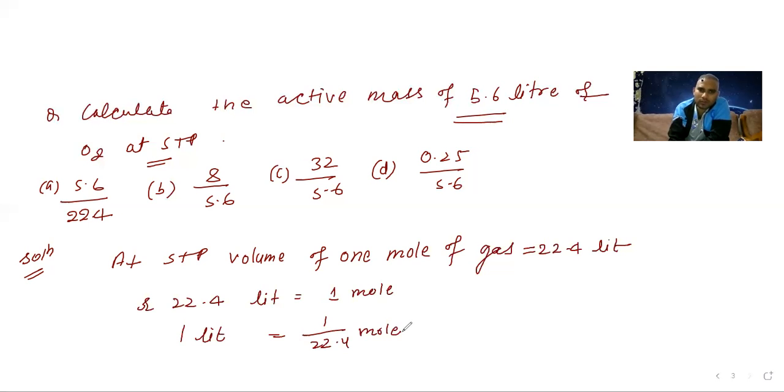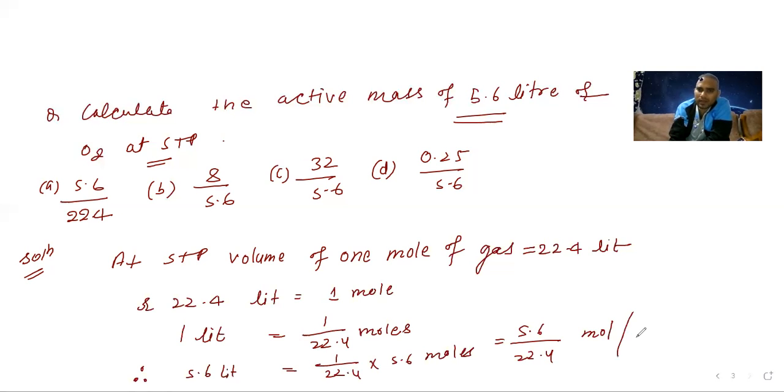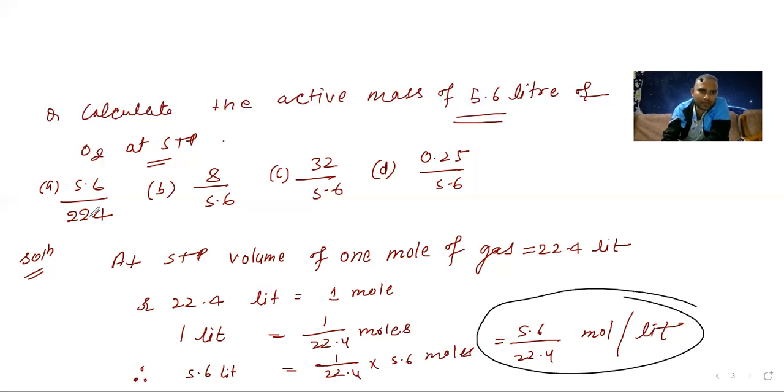Now, therefore, 5.6 liter is equal to how much? 1 upon 22.4 into 5.6 moles. So the answer is 5.6 upon 22.4 mole per liter. So this is the active mass. Which option is matching here? You can see 5.6 upon 22.4. So option A itself is our correct answer.